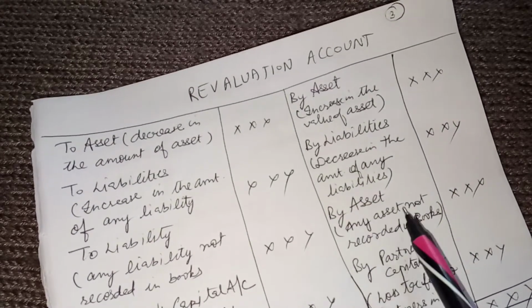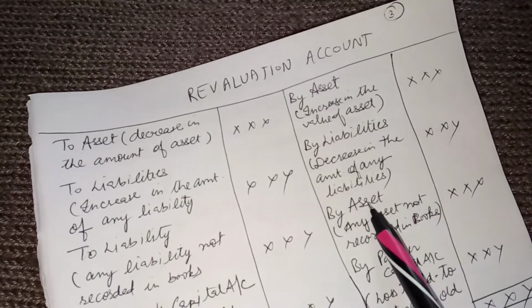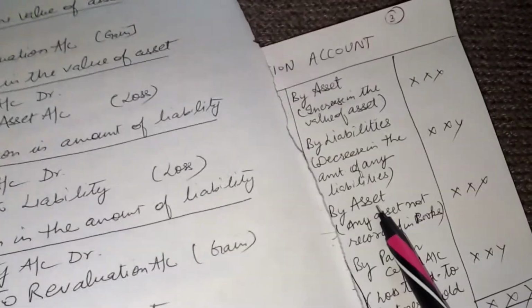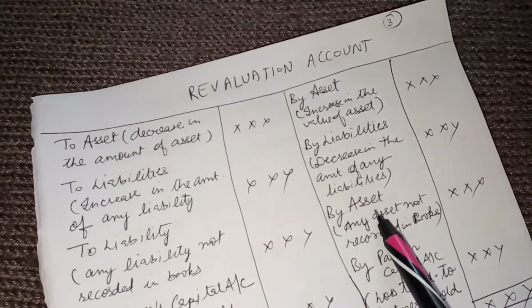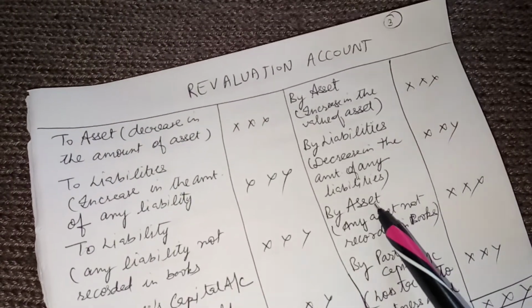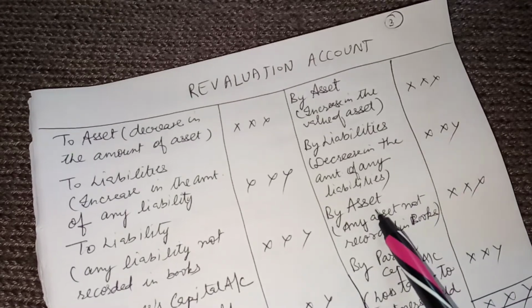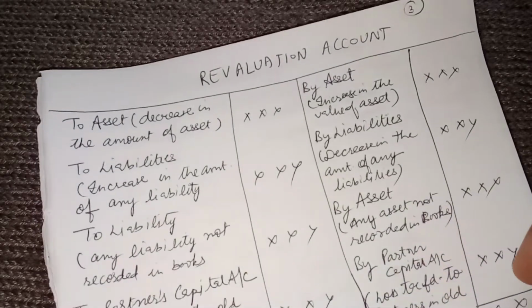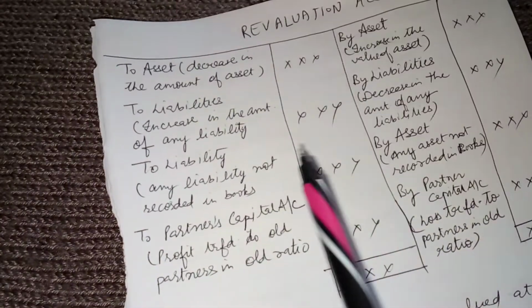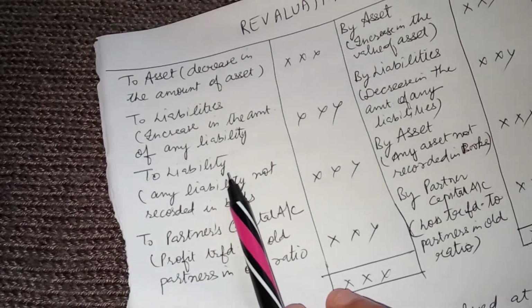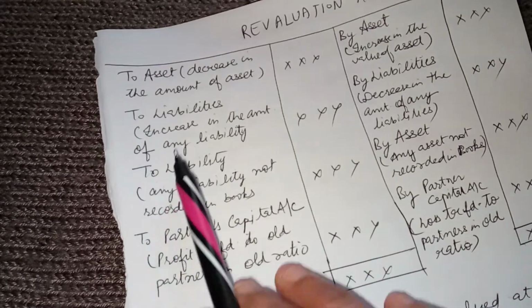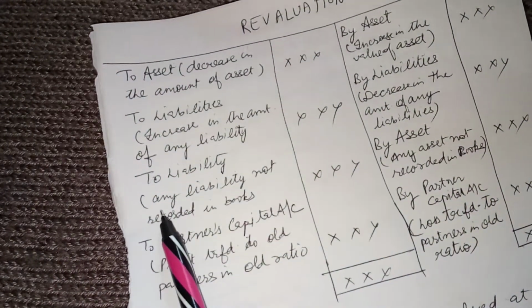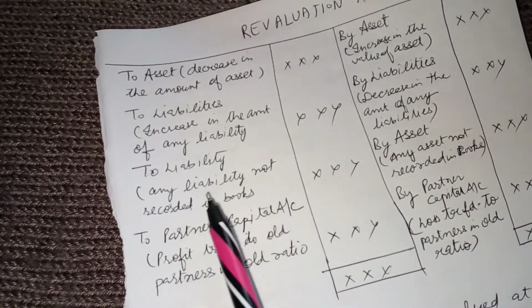By asset, any asset not recorded in the books will increase the debit balance of the asset. So in that case, the asset account is debited by asset here in the revaluation account. And if there is an unrecorded liability, then to liability, as liability is credit, the entry will be revaluation account to liability, and here it will be on the debit side, the liability not recorded in the books.